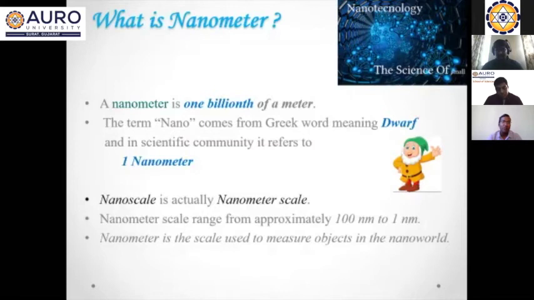The term nano comes from the Greek word meaning dwarf, but nano is definitely smaller than a dwarf. In the scientific community, it refers to 1 nanometer. So nanoscale is actually a nanometer scale, and the range of this scale is from 100 nanometers to 1 nanometer. So nanometer is a scale used to measure objects in the nano world.